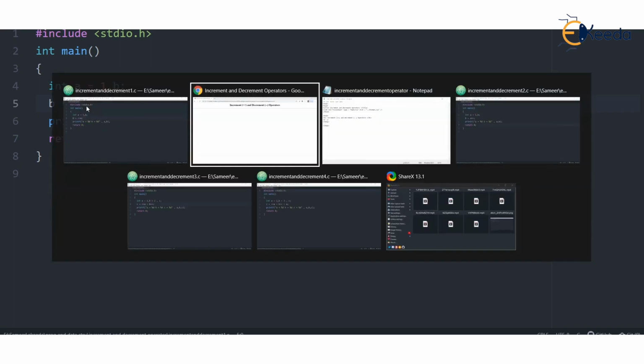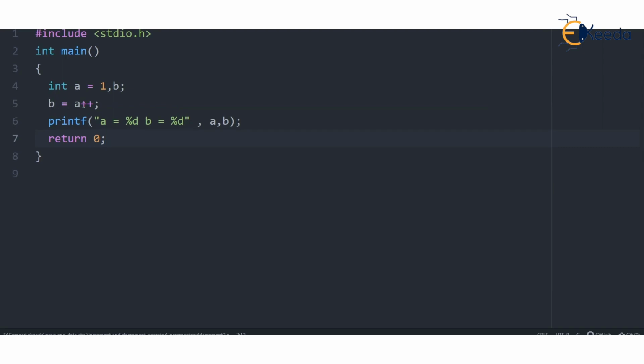Let's see this. There is a very small difference as compared to the previous code. There it was b is equal to plus plus a, and here it is b is equal to a plus plus. So what is the order of execution? Order of execution is first b will become equal to a. That means b will become 1 as a is 1. And after the expression is solved, a plus plus means increase a by 1. So a will become 2. So the output is a is 2, but b is 1. So the output will be 2 and 1.